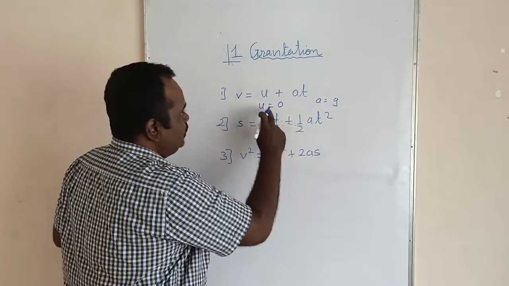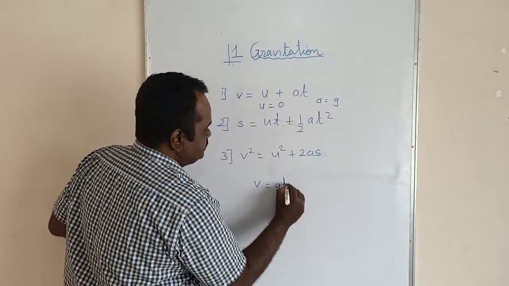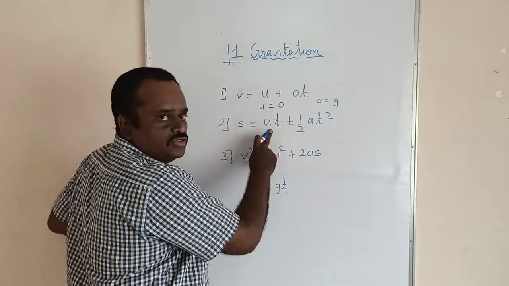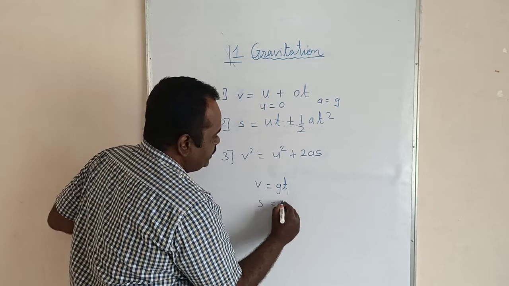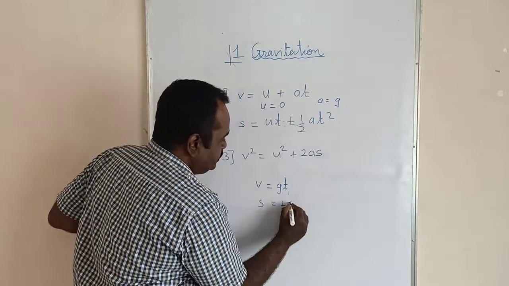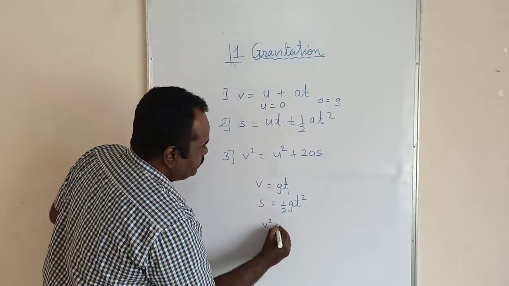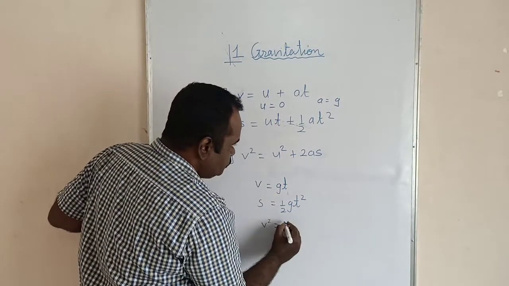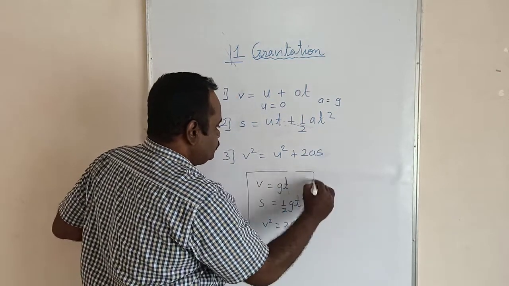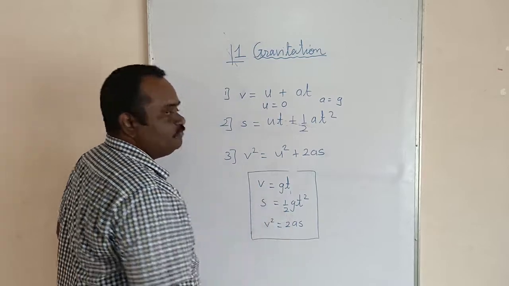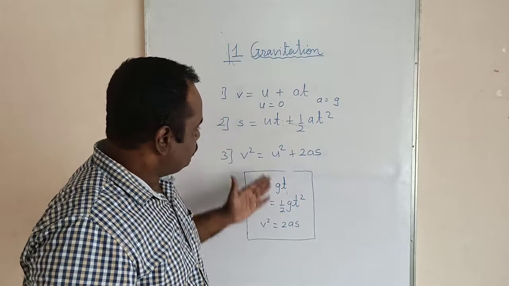v is equal to, as u is 0 and a is g, we get gt. Again u is 0, so 0 multiplied by any number is 0. So what we get? s is equal to half g t square. Here v square is equal to, again u is 0, so we get 2gs. So whenever there is a free fall of an object, we are going to use this.